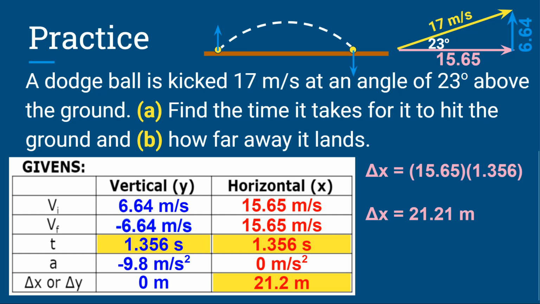That would be my range, how far away it lands, 21.21 meters. Are there any questions about this example? Yes? You got the VI from both for doing sine and cosine? Yes. Because it's at an angle, you find the horizontal and vertical components of the initial velocity using sine and cosine. Okay. Any other questions?